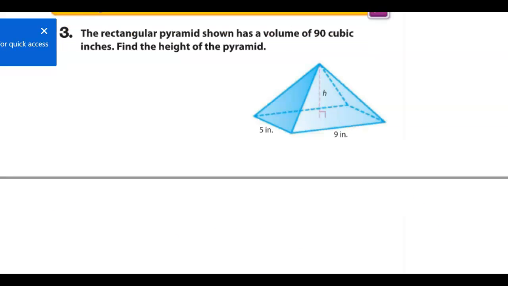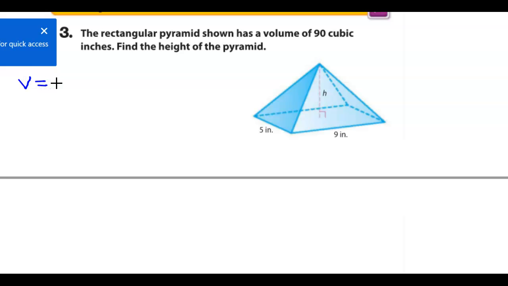With this one, it's a little bit different, you guys. The rectangular pyramid shown has a volume of 90 cubic inches. Find the height. Oh, that's a little bit different, right? What they're doing is telling me what the volume is, and they're asking me to figure out what the height is. So we should be okay with this. We're going to start off and do the same thing.